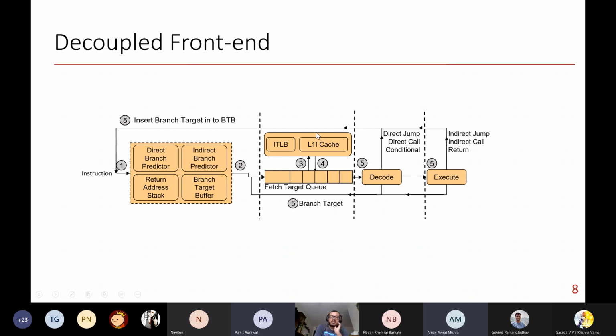Because from here it is your cache hierarchy. It will go to L2 cache, then L3, then DRAM. So it will come through the whole chain, yeah, the entire chain.